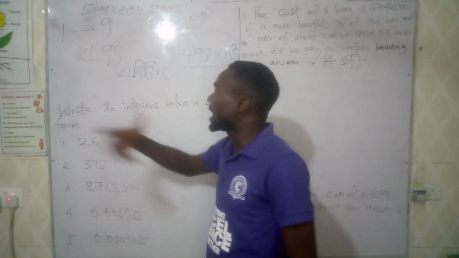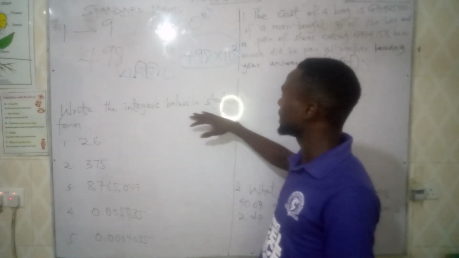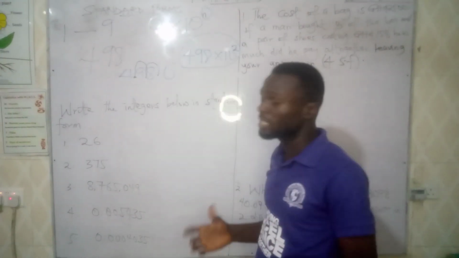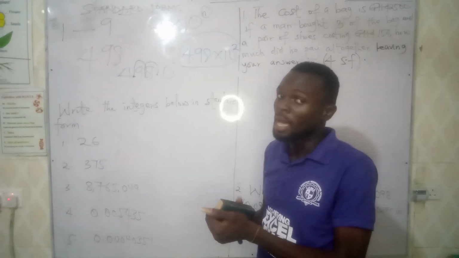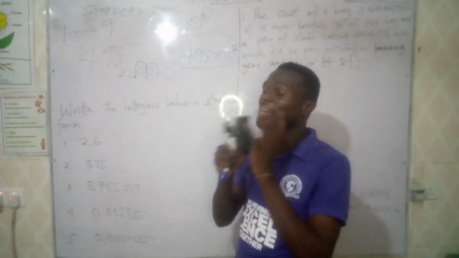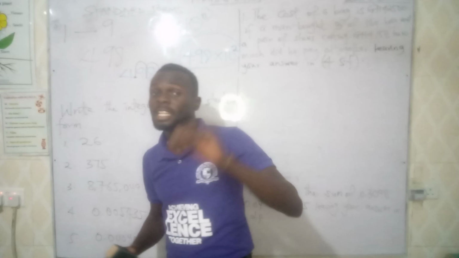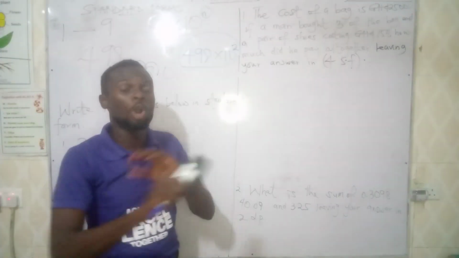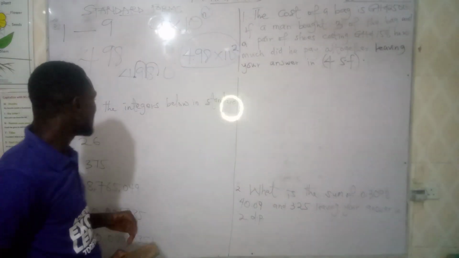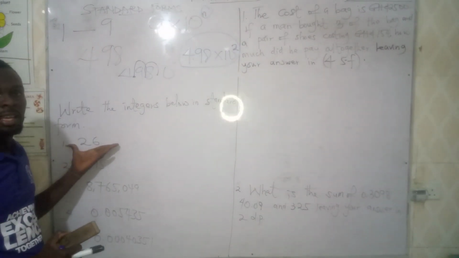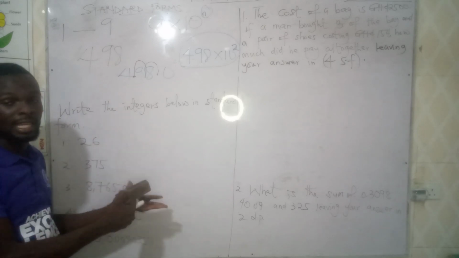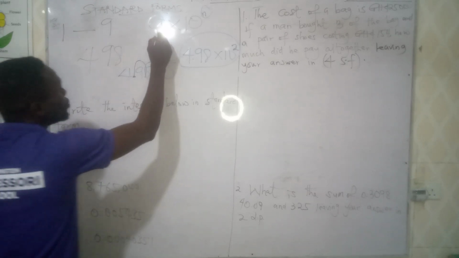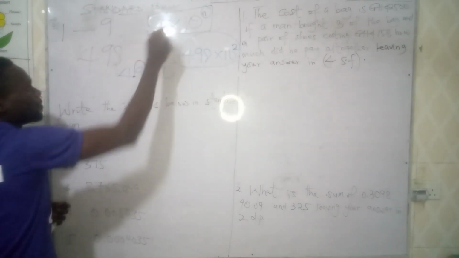Now, the example here says to write the integers below in the standard form. So this is an integer, because integers are positive and negative whole numbers. But when writing a number in a standard form, the integer should always be positive. Good. At our level, it should always be positive. Now, how can I write 26 as a standard figure? To write 26 as the standard figure, I should write 26 in this form.